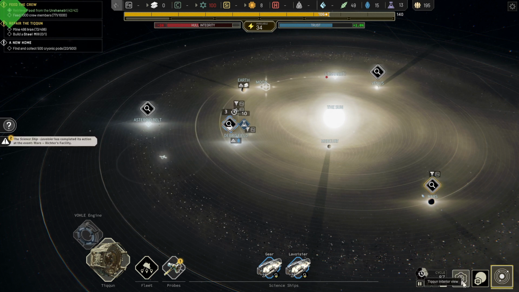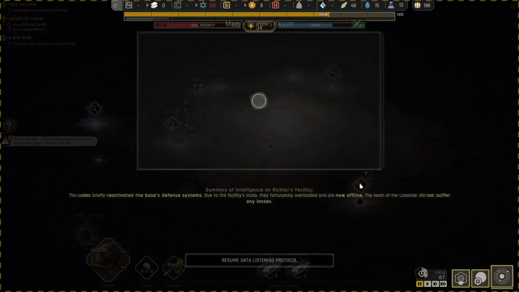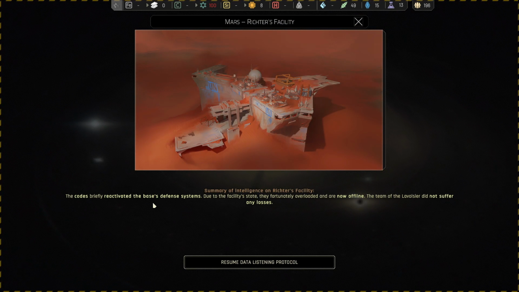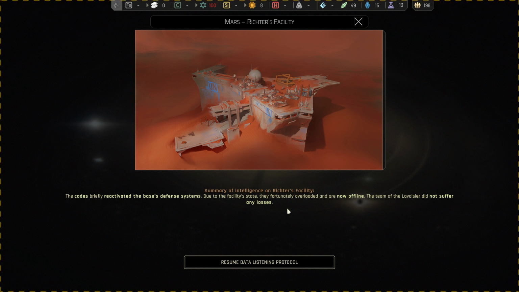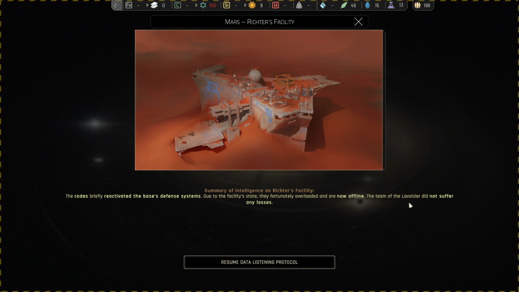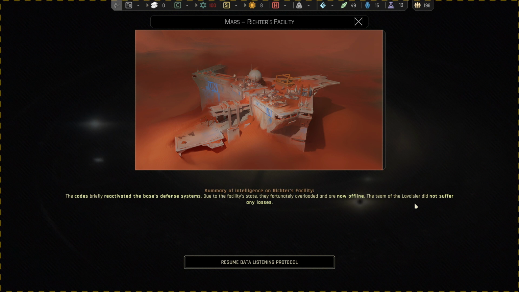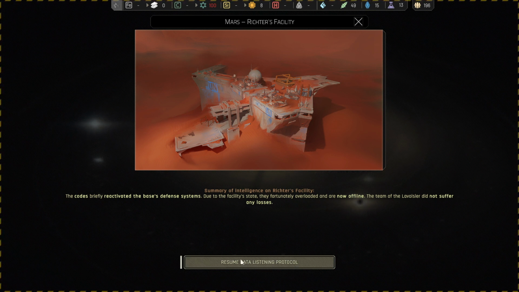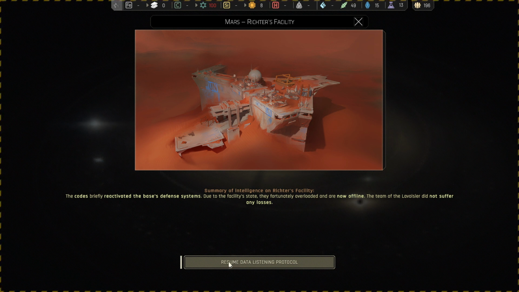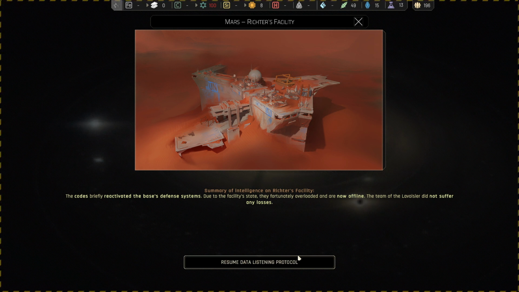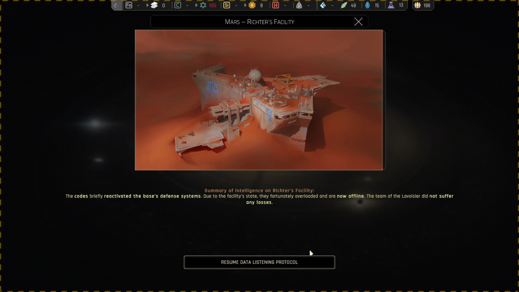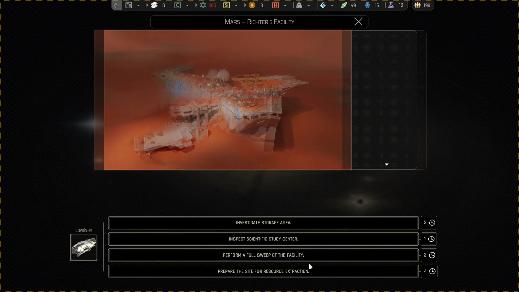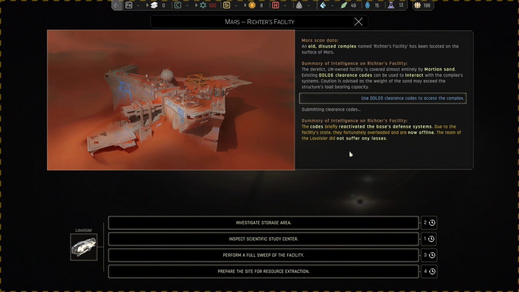A science ship team has completed a task. Okay. Coz briefly reactivated the base's defense systems. Due to the facility's state, they fortunately overloaded and are now offline. The team of the Lavazia did not suffer any losses. By the way, I should mention that you can have losses to your science crews, or you can lose the ships entirely. I'm pretty sure the space hazard can physically wreck a ship, but you can still lose crew in events as well. Okay.